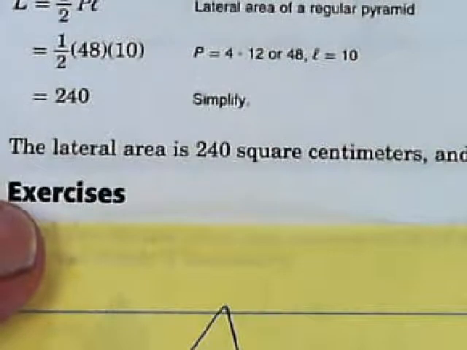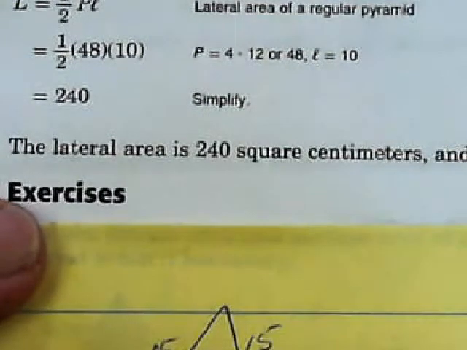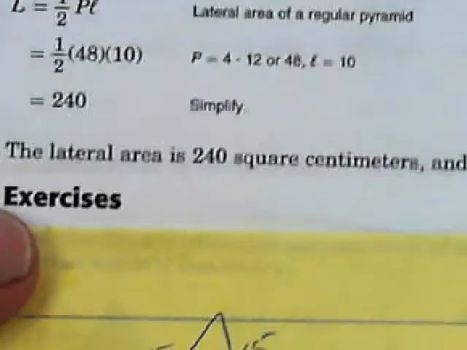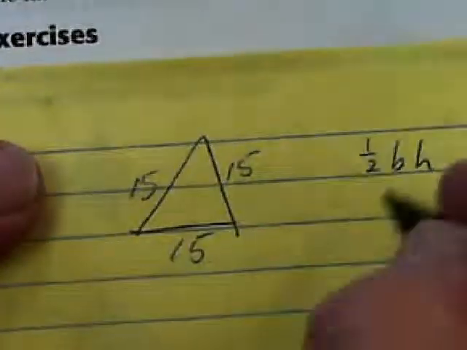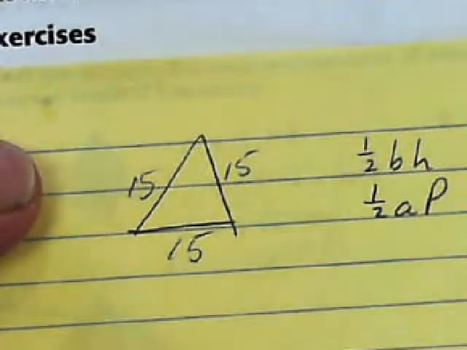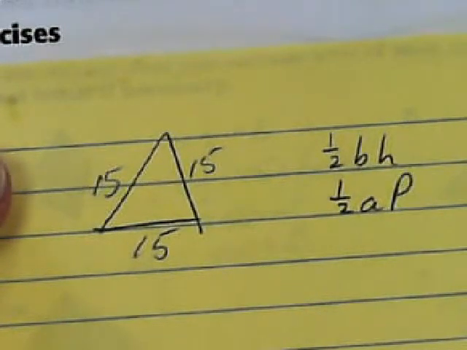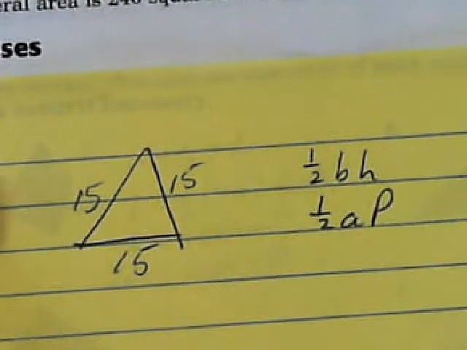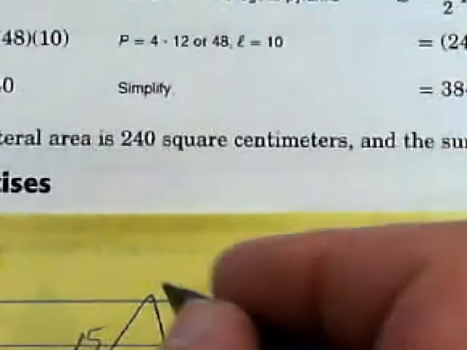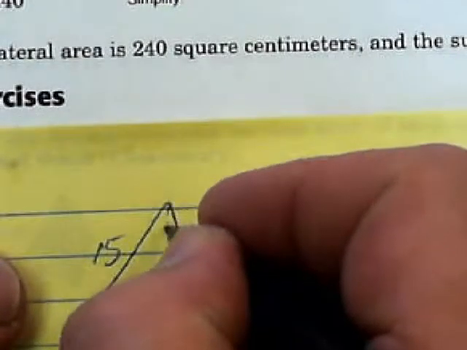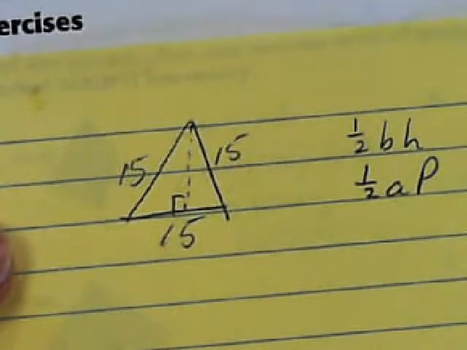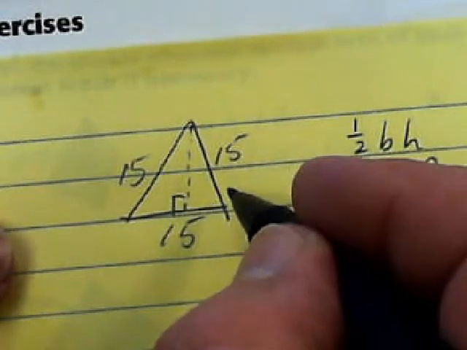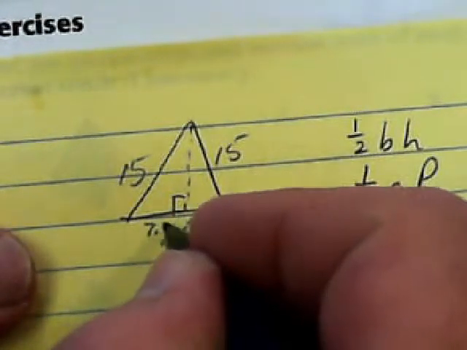Basically, this triangle has a 15, 15, and 15. So either I can use 1/2 base times height, or 1/2 the apothem times the perimeter. So which do you want to use? Well, I would like to do 1/2 BH, but we don't have an H. Where's the H at? Down the middle. So if it's down the middle, it forms a right angle and divides this in half, so that's 7.5.